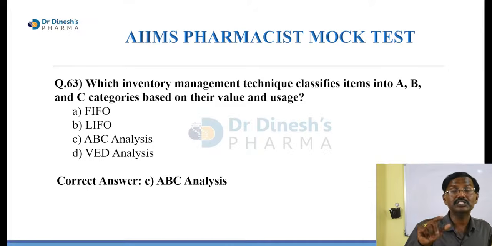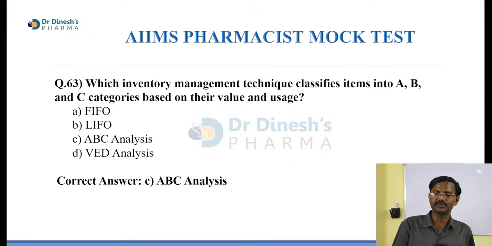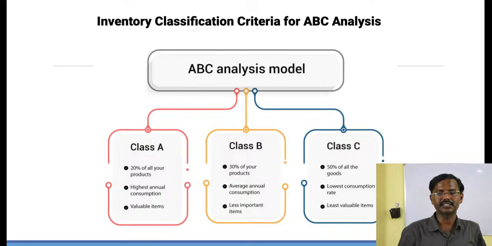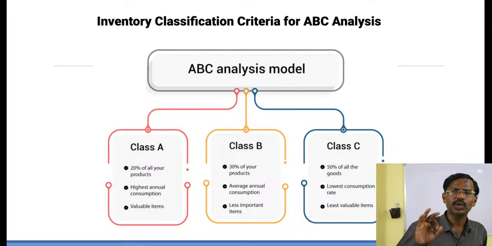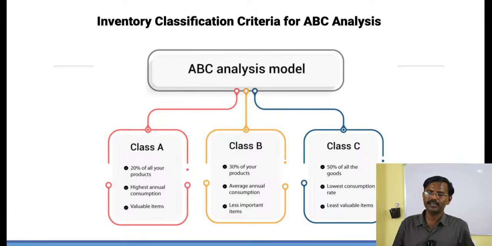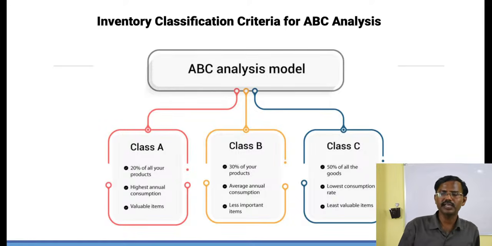क्लास ए में क्या है, इसमें कॉस्टली आइटम्स होता है. If you are going to start a medical shop, you must focus only 20% on the costly items. That is class A. And then class B only 30%, right? So these are the less important items, ज्यादा यूज नहीं होता. Then coming to class C, इसमें you have to invest much because mostly used drugs and the less valuable items. So in this way you have to follow the ABC analysis model.